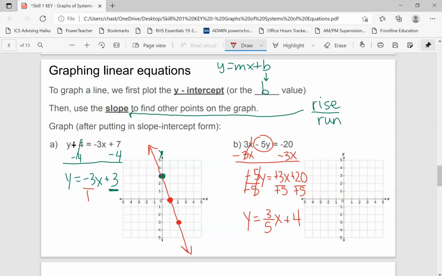So I'm going to plot the +4. Now on this, my slope is 3 over 5. If I try to rise 3, I'm going to run off the graph. So remember when we originally had -3 over -5? You can still have that when you're graphing. So I'm going to go down 3 and left 5. Okay, and that makes a nice line over here. Okay, and that's how we're going to graph lines.